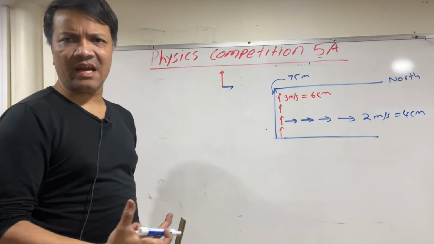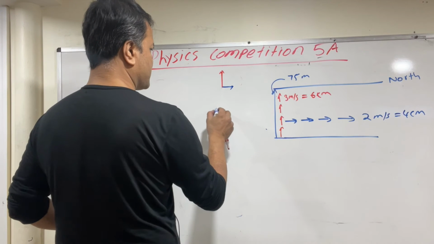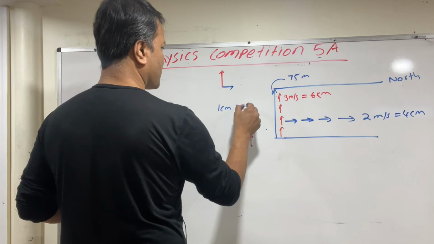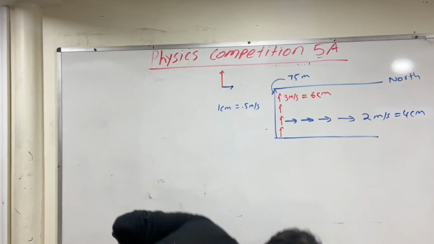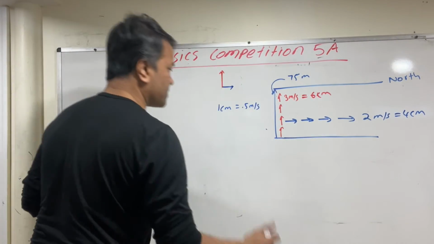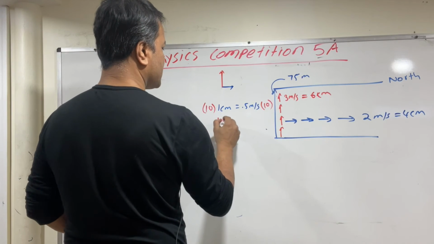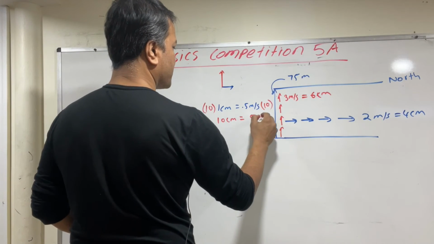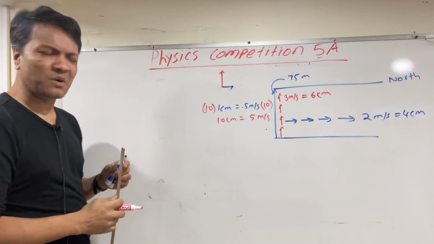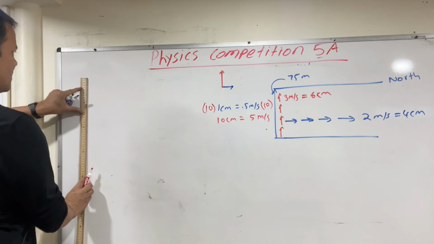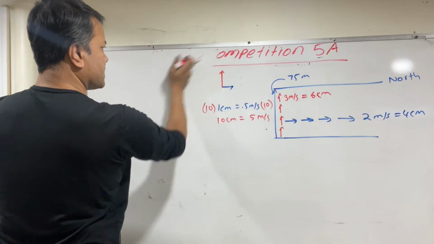I'm gonna scale it up so that you see it. So what are you gonna do? I gave you 1 centimeter is equal to 0.5 meter per second, right? So I'm gonna multiply both sides by 10, so that later I'll divide both sides by 10. So 10 centimeter is equal to 5 meter per second. Hopefully you understand this kind of math. If you don't, then see me. I'm gonna erase this one because I need this space.